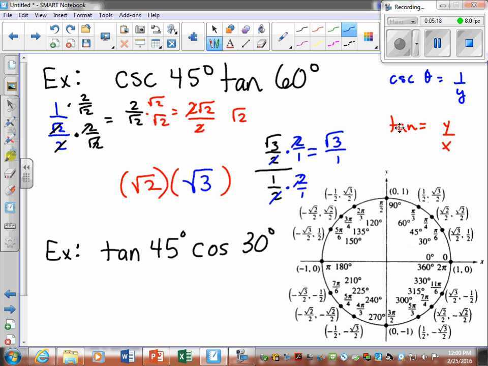So this was all of our work for cosecant of 45, simplified to square root of 2. This was all of our scratch work for tangent of 60, square root of 3. Multiply those together for our answer, which is the square root of 6.